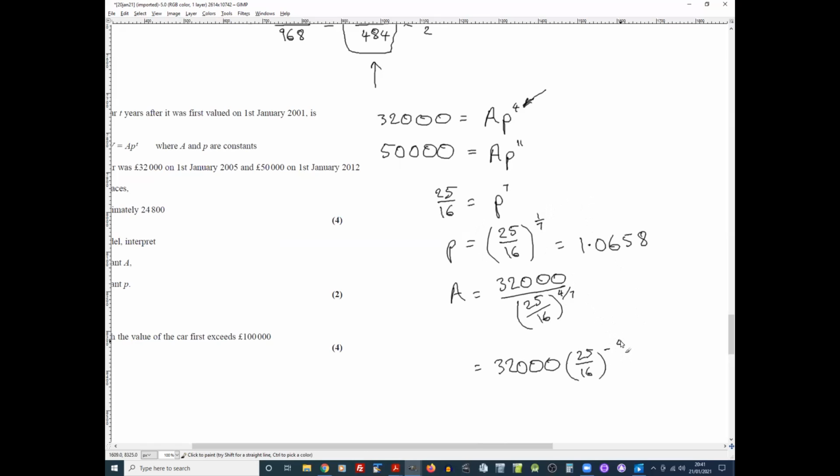So either that, or we could tidy this up slightly, couldn't we, by saying 32,000 times 16 to the power of 4 sevenths over 25 to the power of 4 sevenths. It's not going to be particularly nice.